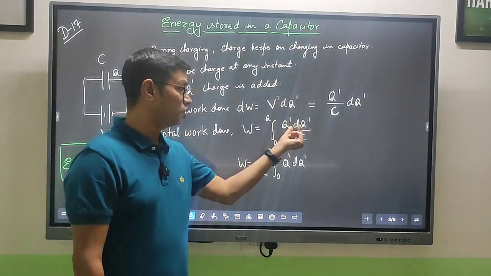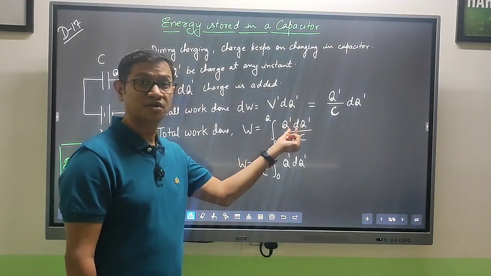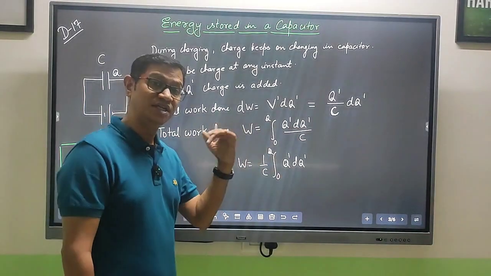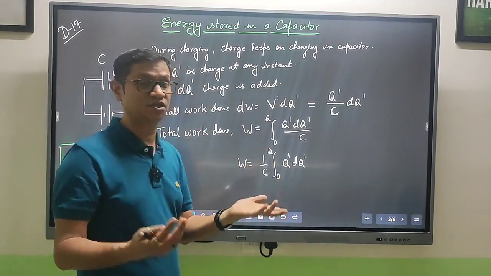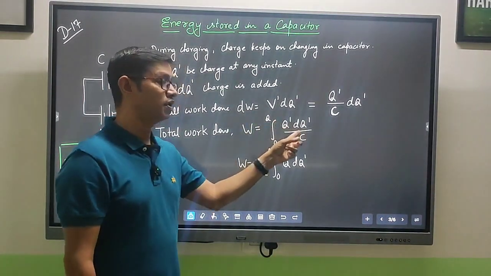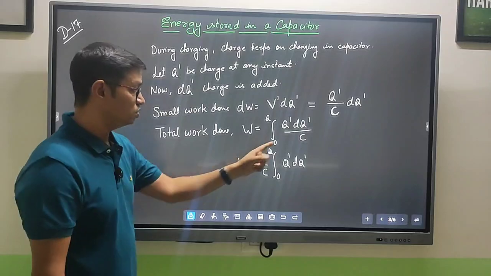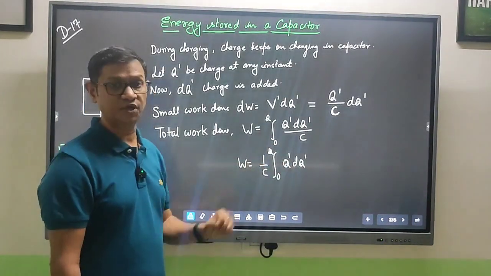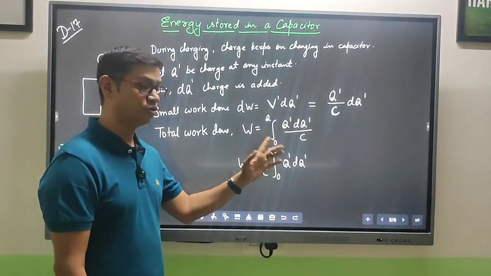Your variable is Q dash, against which you are integrating. So what is the value of Q dash initially? When you're just plugging in, the charge is 0. What is the final value? Q. So 0 to Q, you're integrating this. Now C is a constant, it will come out. It will become integral from 0 to Q of Q dash dQ dash.